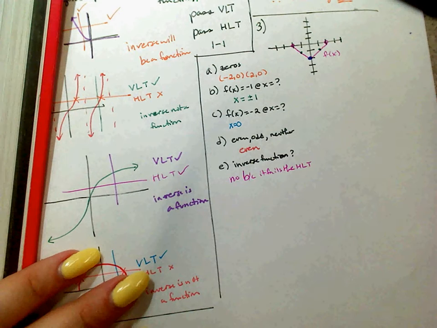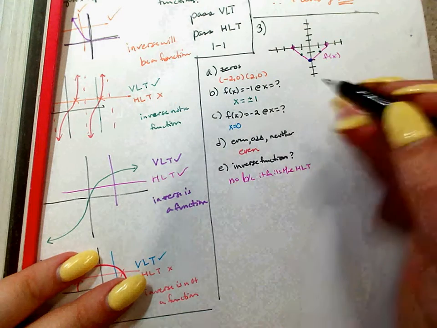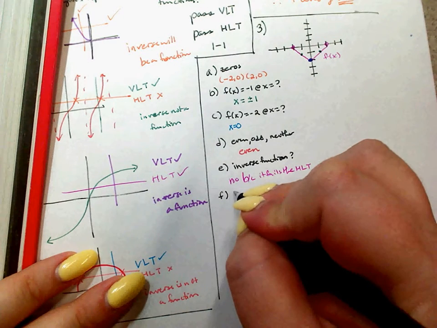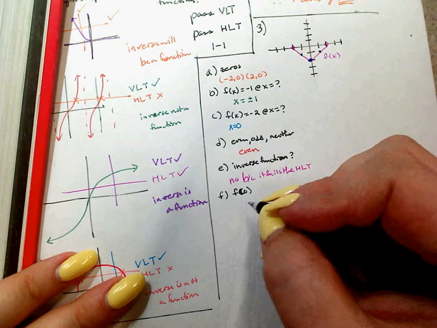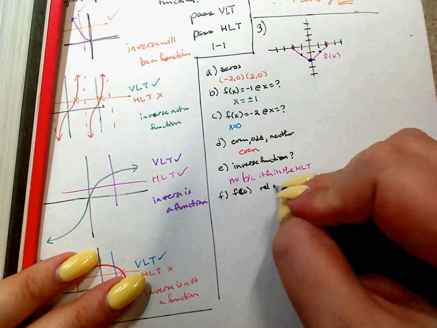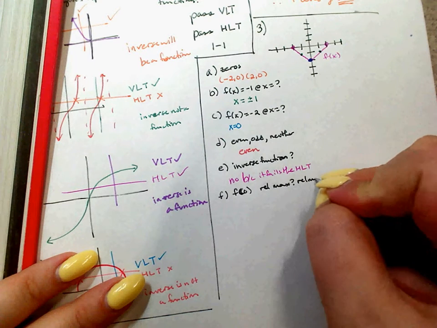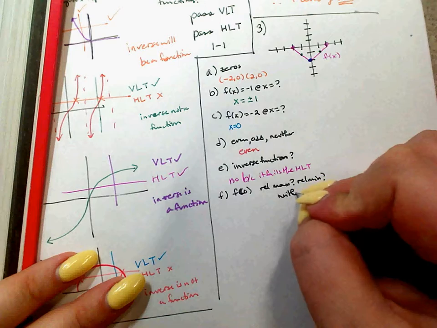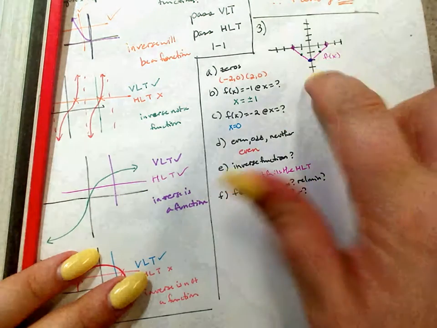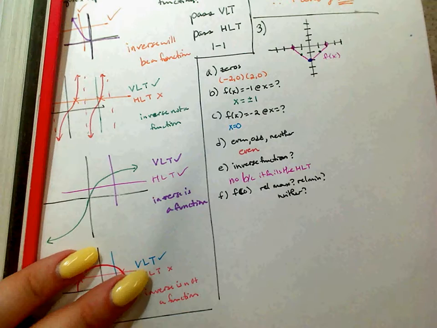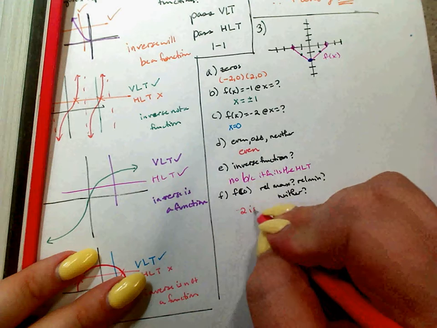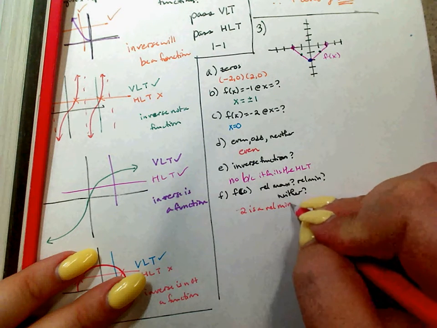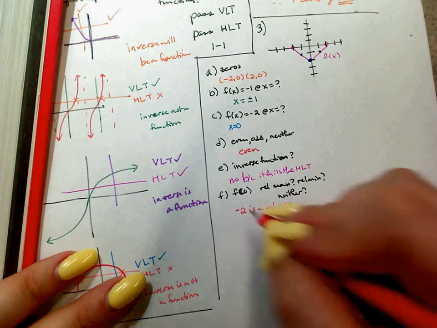All right, F. Is f of 0 a relative max, min, or neither? Relative max, relative min, neither. And this f of 0 is the y value at x equals 0, and f of 0 is -2. And so I would say -2 is a relative min. It's the lowest that it goes in this region. Okay.